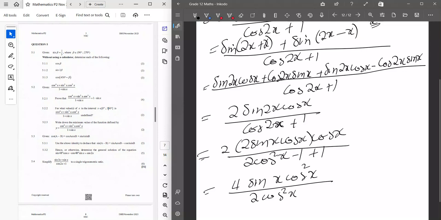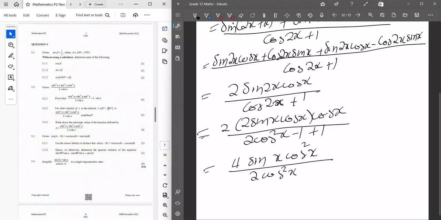Okay? As you can see now, the cos square x's are cancelling. When the cos square x's are cancelling, what are we left with? The 4 divided by 2 is 2. We are left with 2 sine x. So 5.4, this is it. We have simplified it to a single trigonometric ratio. We are done.